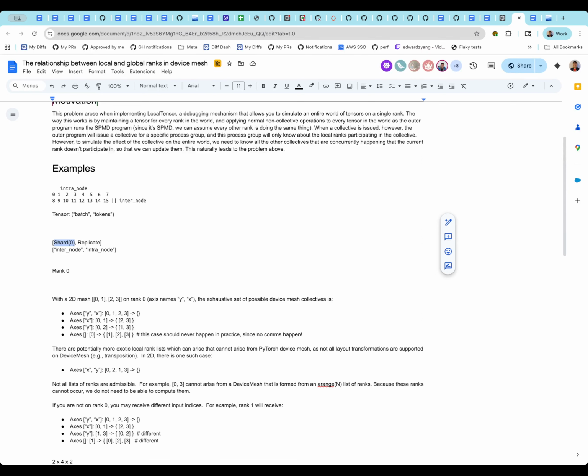Okay, so what we're going to say is take this tensor and split it so that half of the tensor is on node 1 and half of the tensor is on node 2. And then when we say replicate on intranode, we say, well, this split tensor, every GPU in the node has a copy of that tensor. That was also a horrible explanation. So let's take questions.